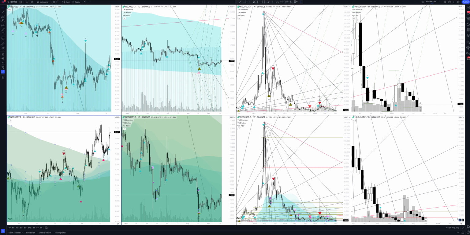Today we will take a look at NEO cryptocurrency. Let's analyze the market situation and find out how you can make money on it. Let's start.